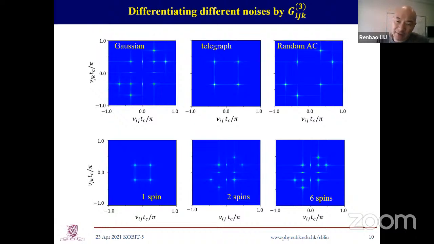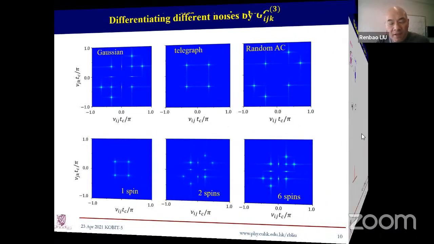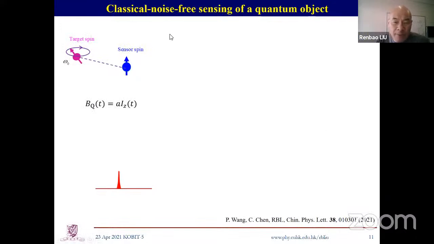Anyway, by taking a look at this third order correlation function, we can distinguish noises of different types, being classical or quantum, Gaussian or telegraph, and so on. This has been partially verified by experiments in my collaborators' group in Stuttgart. So this is another example of how we can apply this quantum correlation measurement.